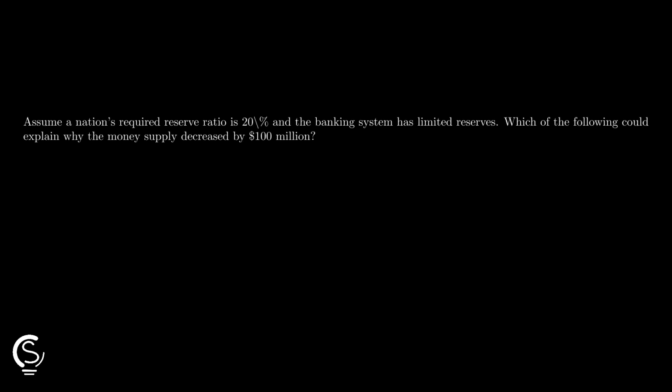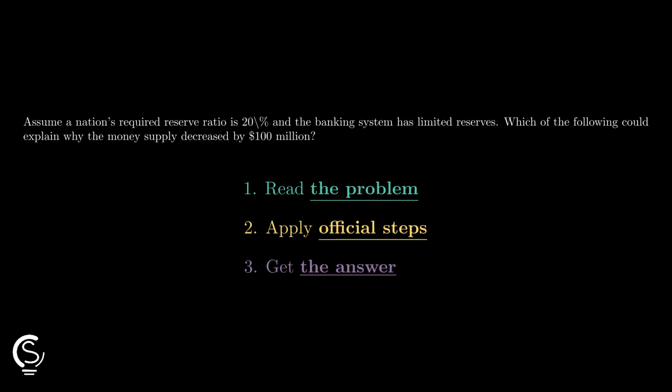Money supply just dropped by $100 million and we need to find out why. Let's use the reserve ratio to solve this fast right now.